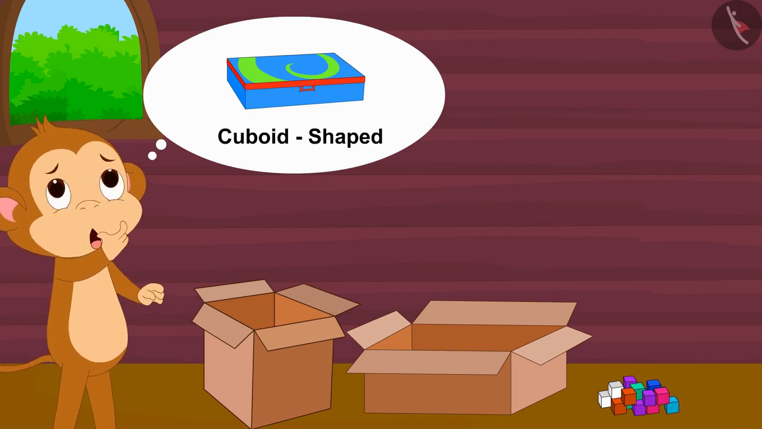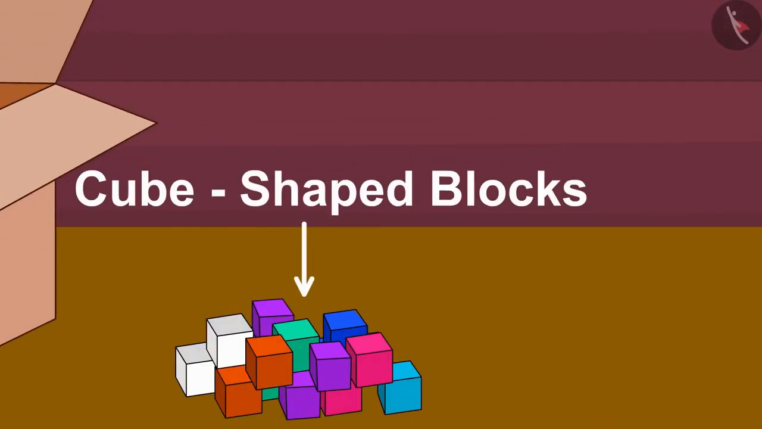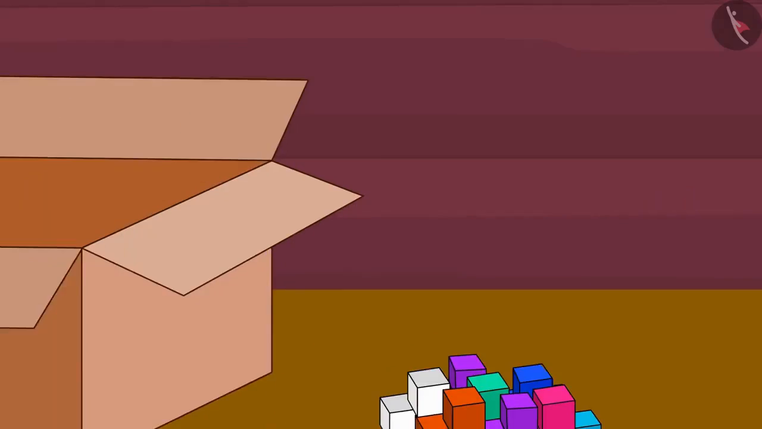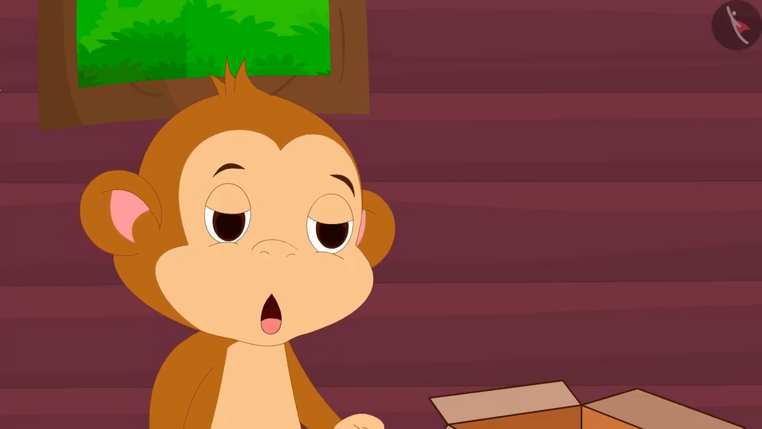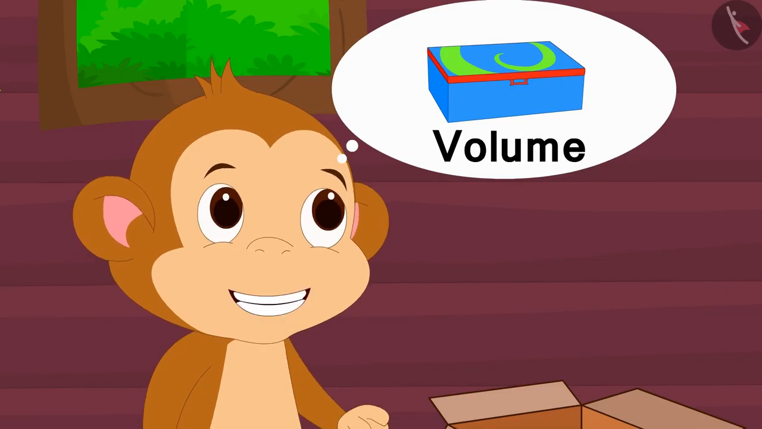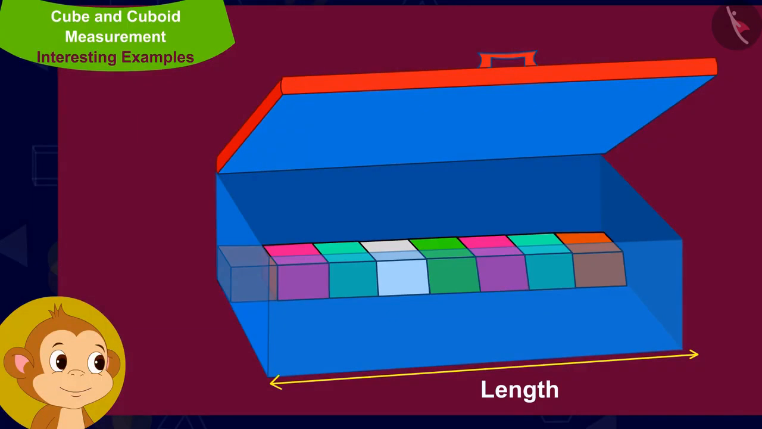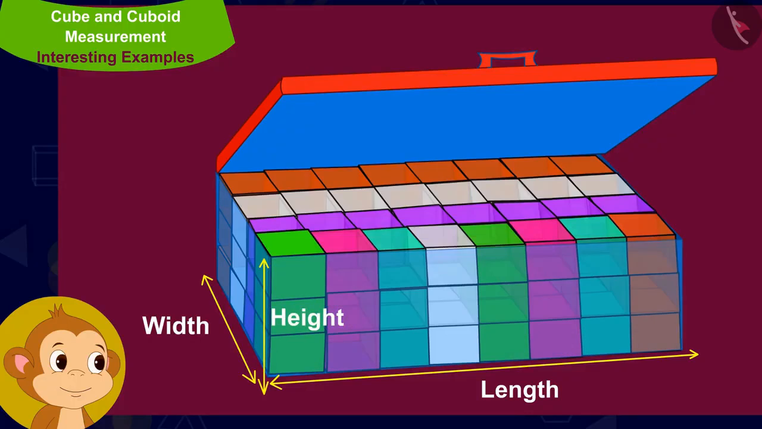Babban began to think. He had a few cube-shaped blocks of 1 centimeter each that he had bought from Gaggu's shop. Oh wow! I can first use these cubes to find the volume of a compass box. He measures the length, width, and height of the compass box.